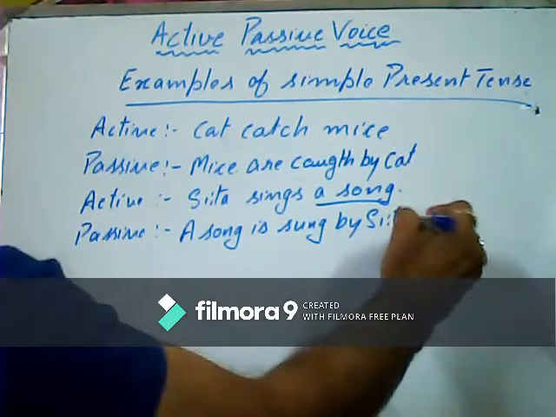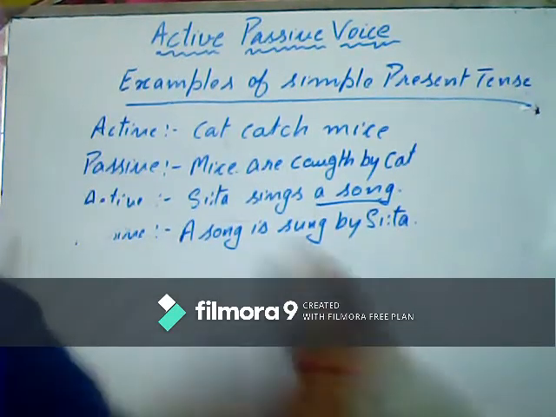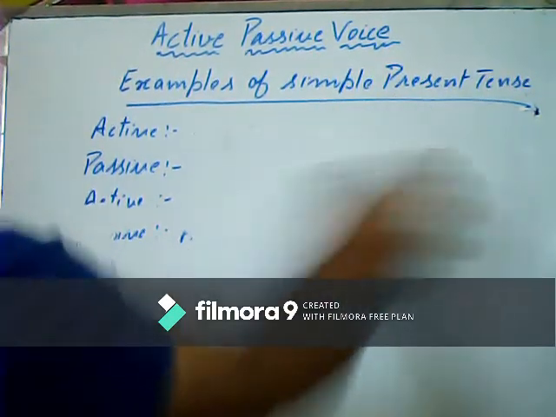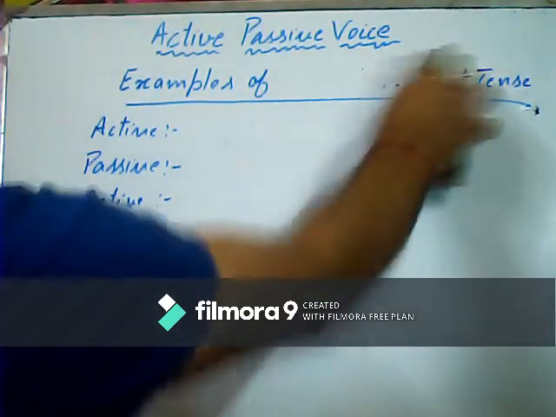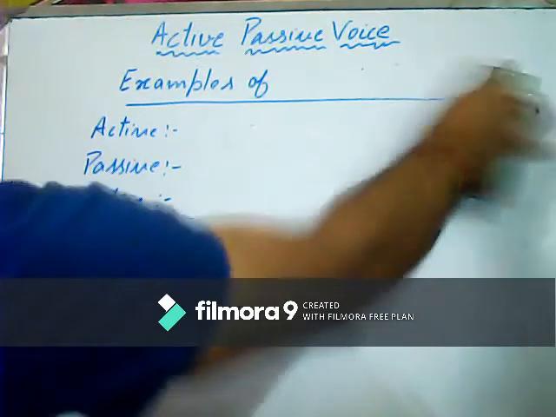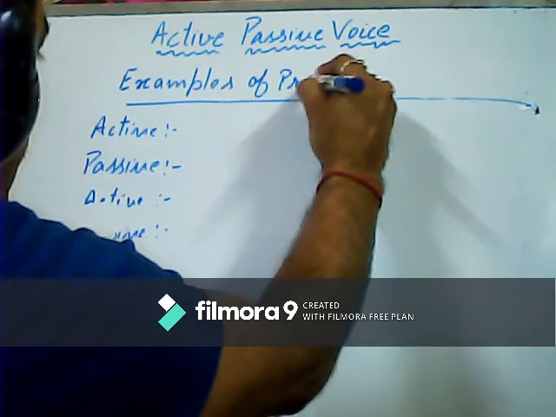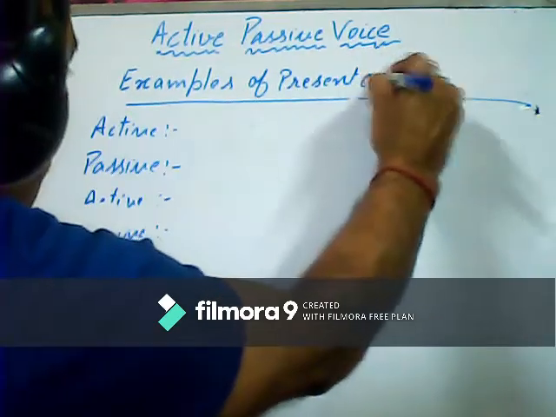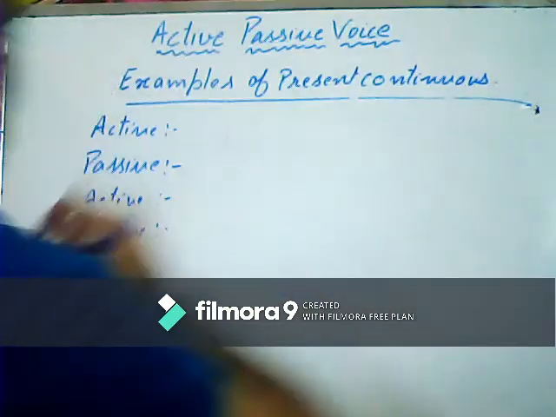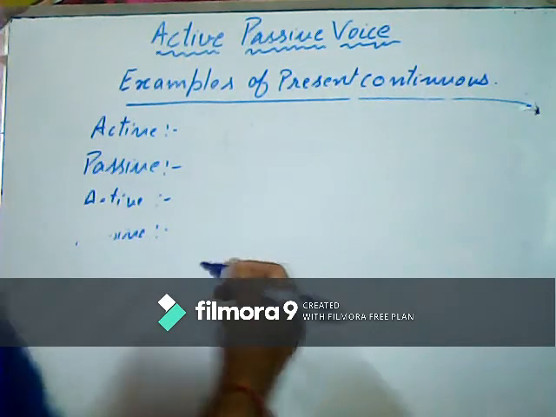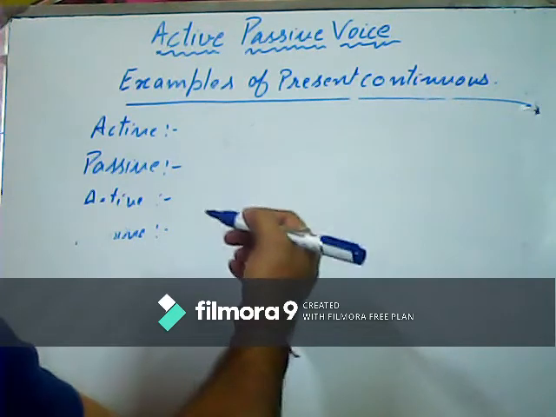Okay. Now we'll take a few examples of present continuous. Now present continuous, we take the example: children are flying kites.